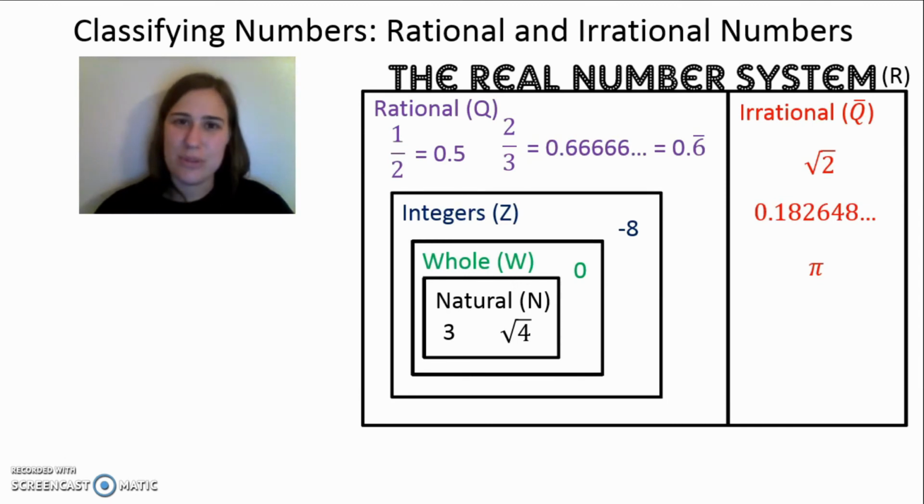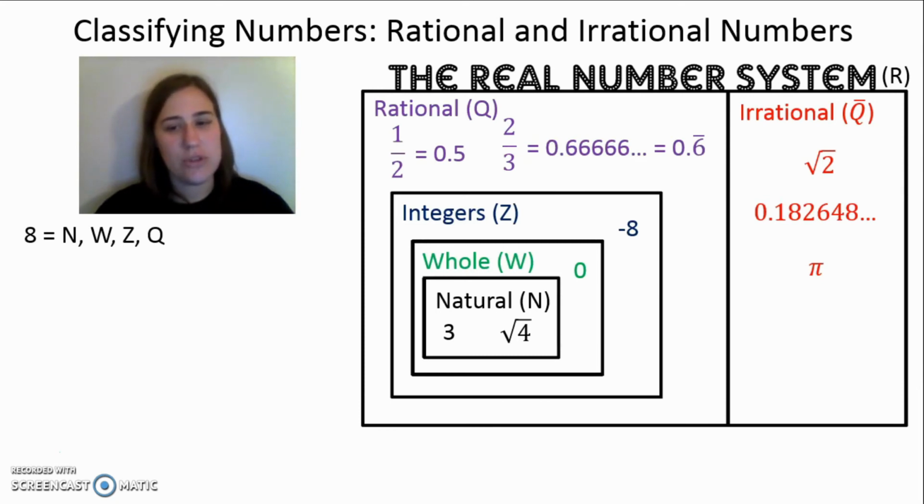Here are a few practice problems. 8 is natural, whole, and integer, and a rational number because it is inside the natural numbers box, and that box is inside all of those other boxes. 0.123862... is an irrational number because it is weird and it has no pattern. So we write Q bar.